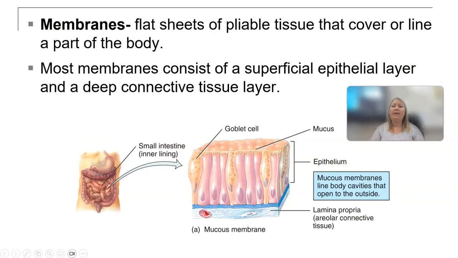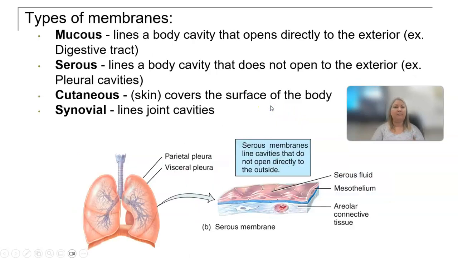So when we have an epithelial layer and then a connective tissue underneath, it can form some really interesting structures inside of the human body that are really important, referred to as membranes. These, again, are going to cover or line parts of the body, and they're really, really important for our body to interact with its environment. Membranes can come in a couple of different types.